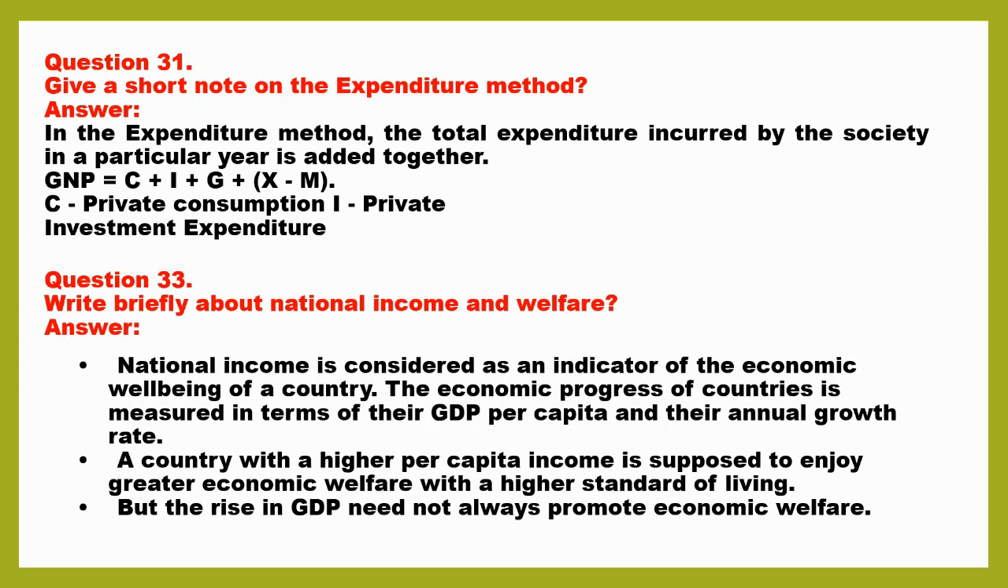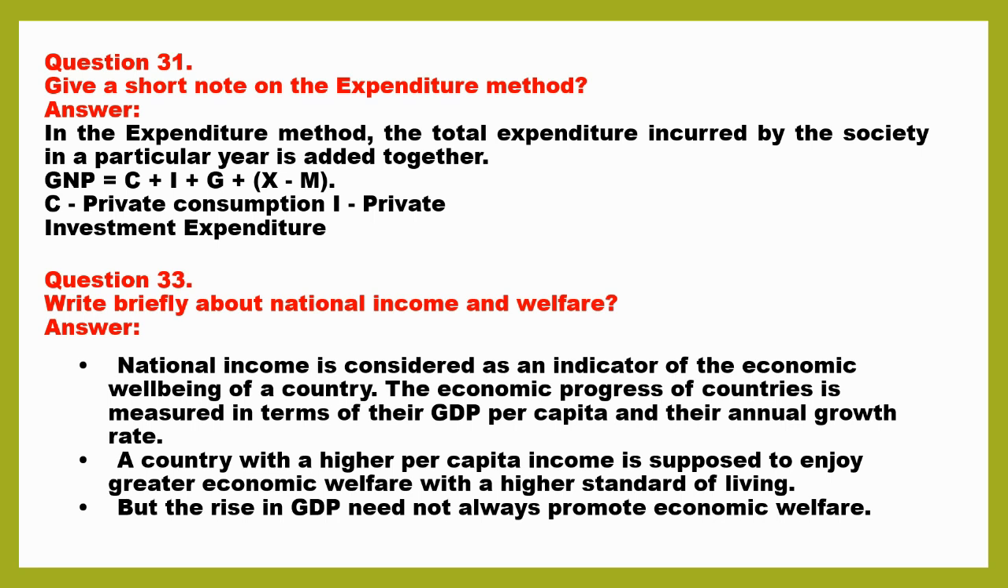Next question is, give a short note on expenditure method. So what is expenditure method? Expenses. In the expenditure method, the total expenditure, that is expenses incurred by the society in a particular year, is added together. So all the expenses are added together. How will you calculate the expenditure method? GNP is equal to C, private consumption, plus I, private investment expenditure, plus G, government expenditure, plus X minus M, net export. So all the expenditures are calculated together to get the expenditure method.